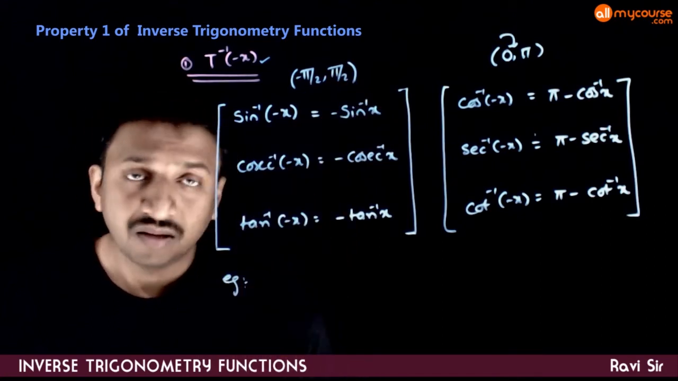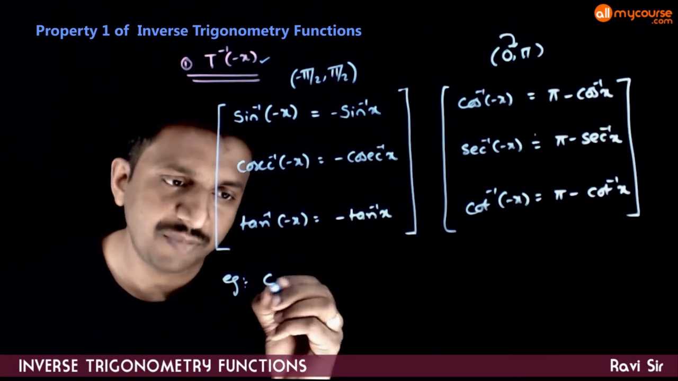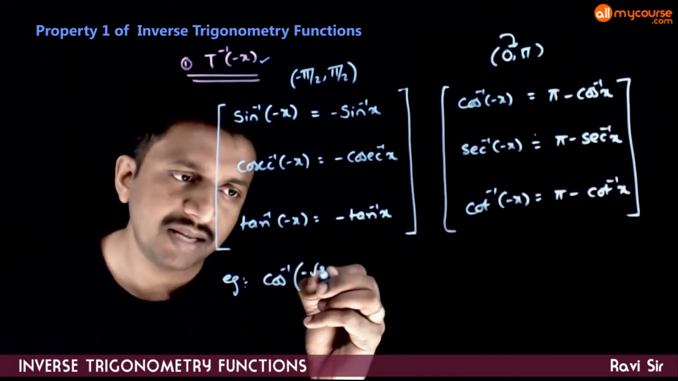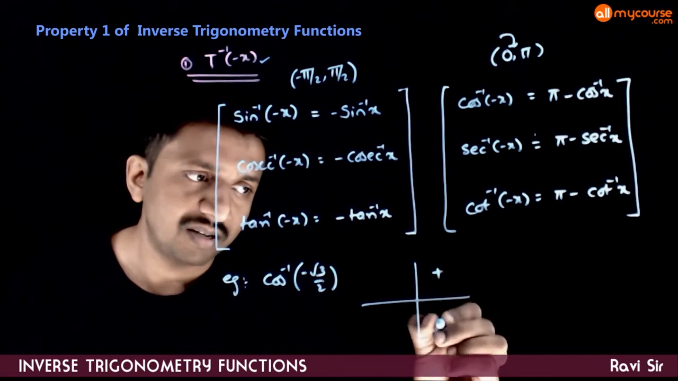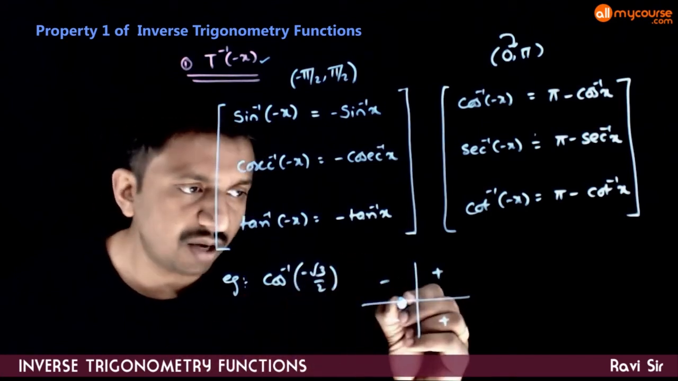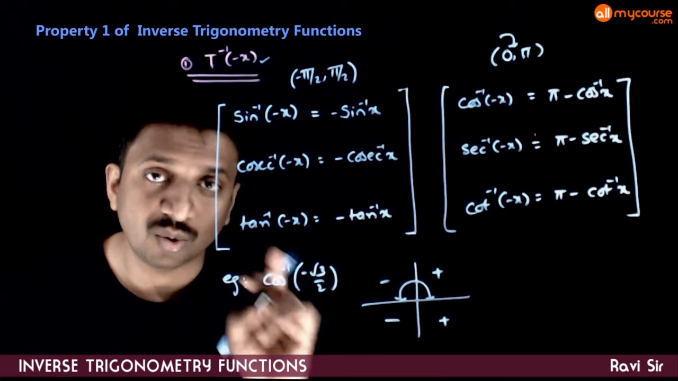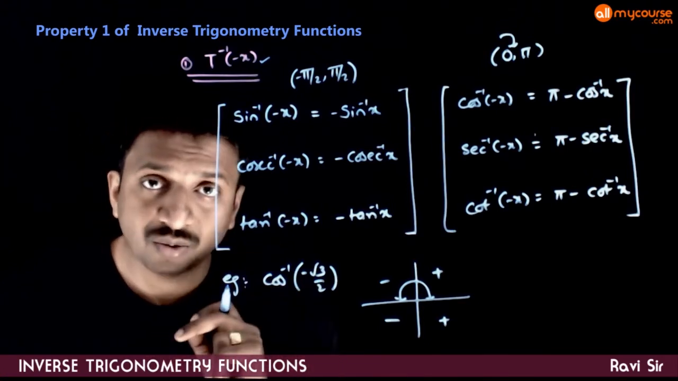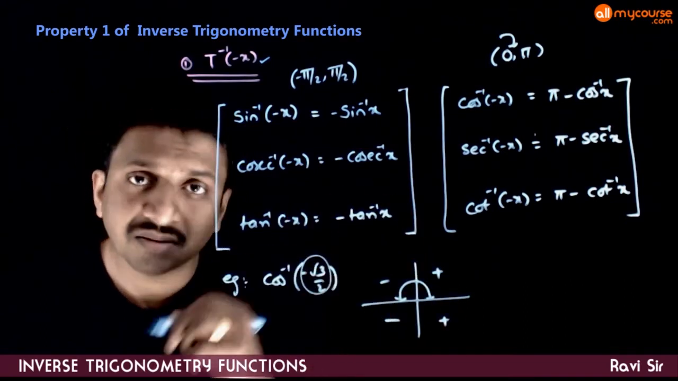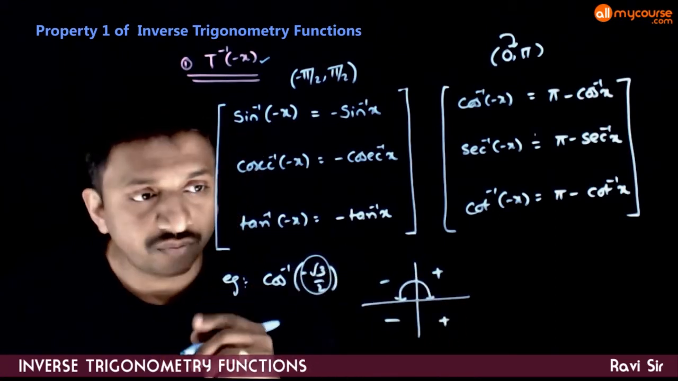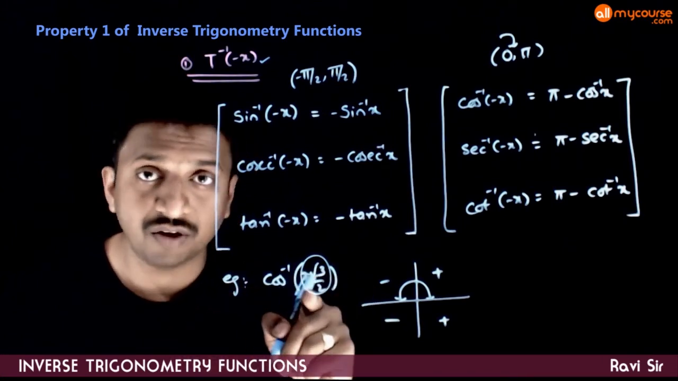For example, we have already seen this when we discussed the topic of values of inverse trigonometric functions. Suppose you have cos inverse of minus root 3 by 2. If you draw the quadrant diagram for cos inverse, plus, plus, minus, minus, the range of cos inverse is 0 to pi. So you need to find an angle whose cos is minus root 3 by 2 and which lies in the range 0 to pi. Obviously this number is negative, so you get an angle in the second quadrant. First, we find an angle in the first quadrant corresponding to cos inverse of plus root 3 by 2.